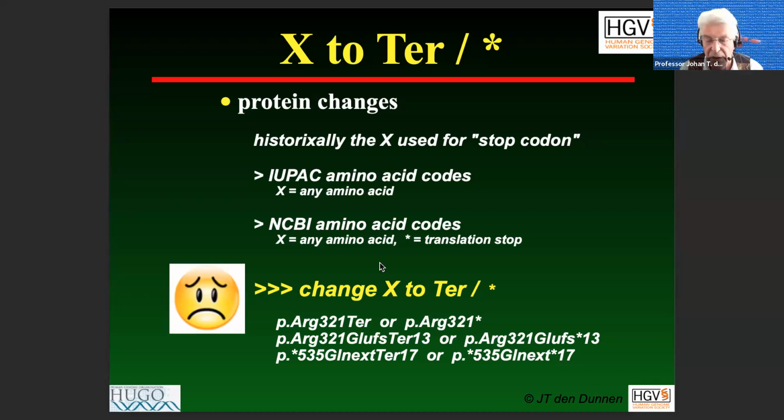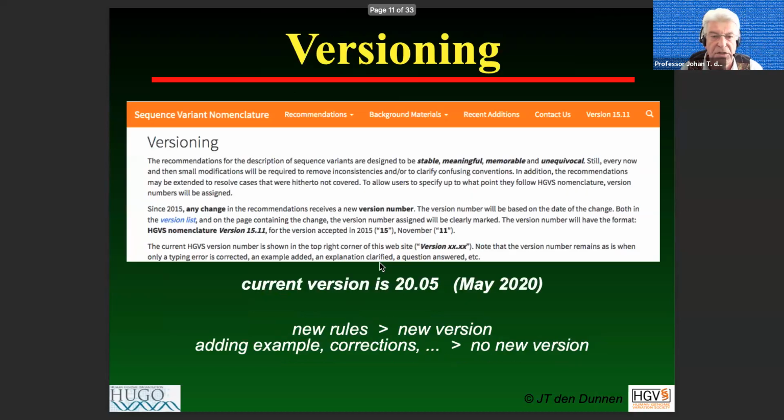So that was a big change, and well, the ugly looking guy indicates that we got a lot of bad publicity or comments because of this suggested change.